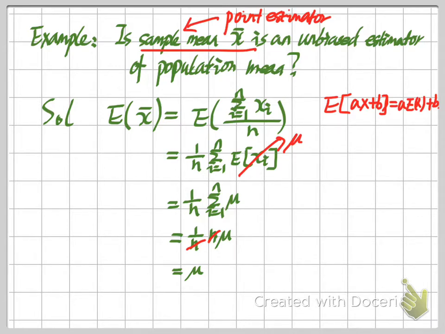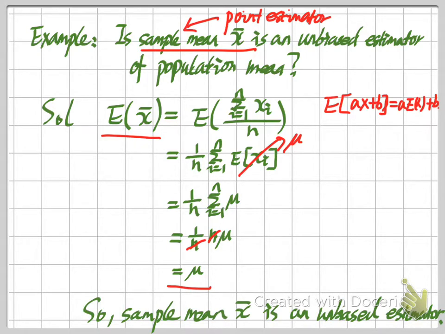Now look at the beginning, the left-hand side of our equation. This is the mean of our sample mean. And at the end of this calculation, we get the population mean. In other words, the mean of our estimator is equal to our original population mean. That means our sample mean X bar is an unbiased estimator of our population mean. Okay, so this is how to check whether a point estimator is biased or unbiased.